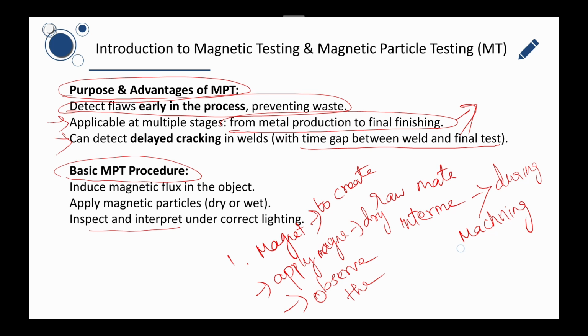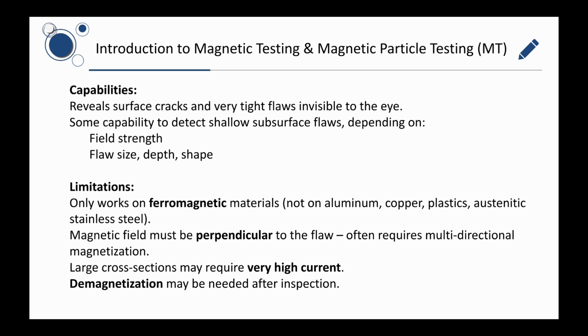Let's move to the next topic: capabilities and limitations. Every NDT method has strengths and weaknesses, and understanding both is important for choosing the right inspection method. So MPT is very effective for detecting surface cracks, but it has some limitations that restrict its use. First, we see the capabilities of MPT.